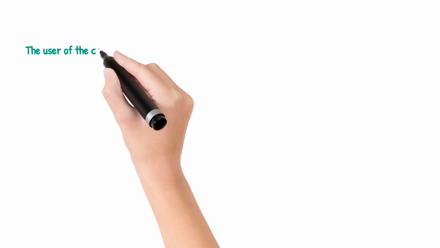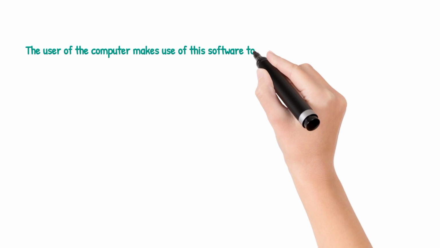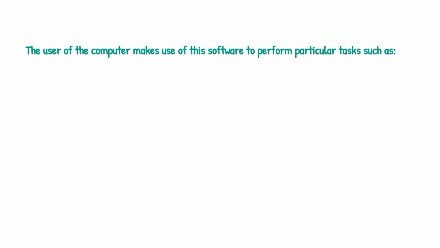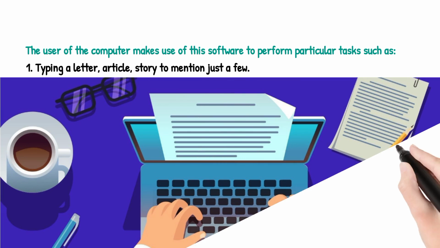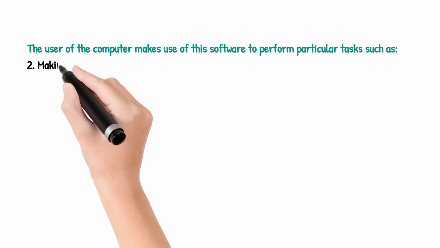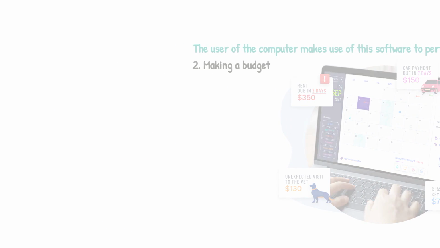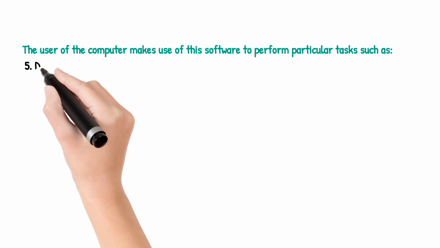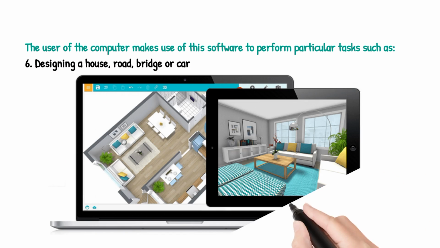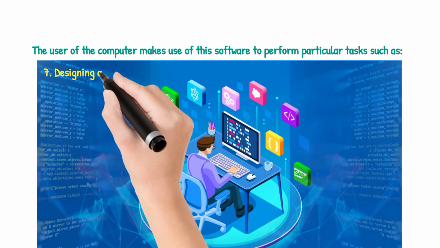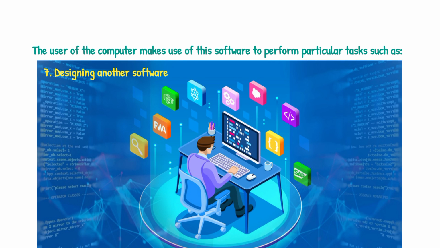The user of the computer makes use of this software to perform a particular task, such as typing a letter, article, story, to mention just a few, making a budget, performing accounting records, drawing up a class list, designing a house, a road or a bridge, or even a car, designing another software. For you to be able to perform all these tasks we've just mentioned, you will need a particular application program which allows you to perform those functions.